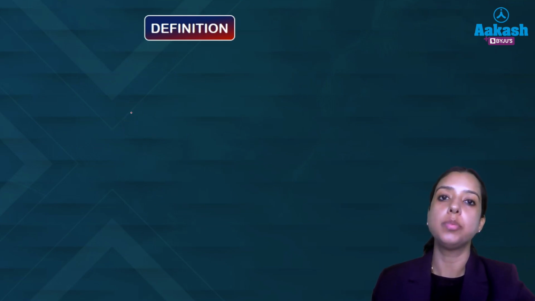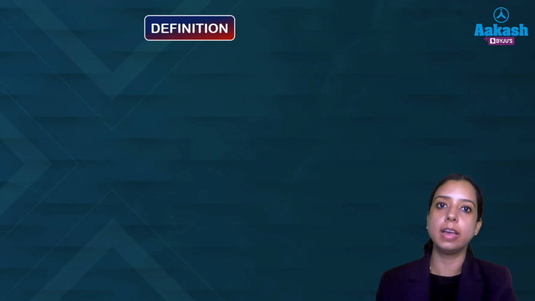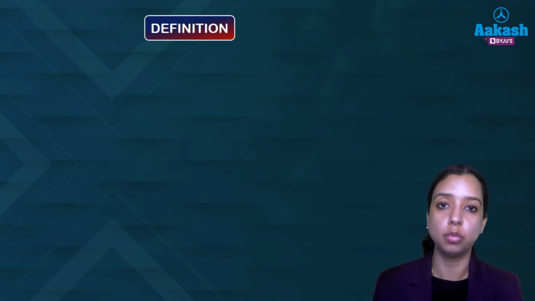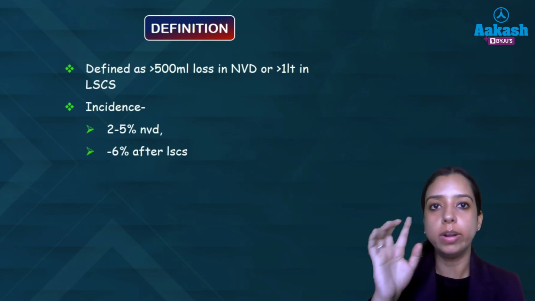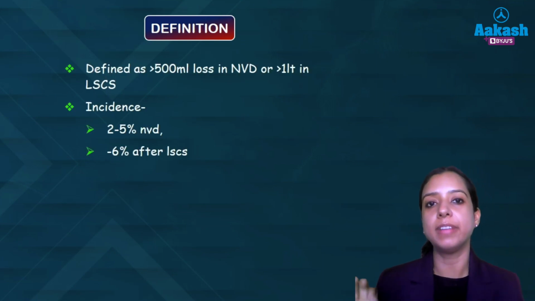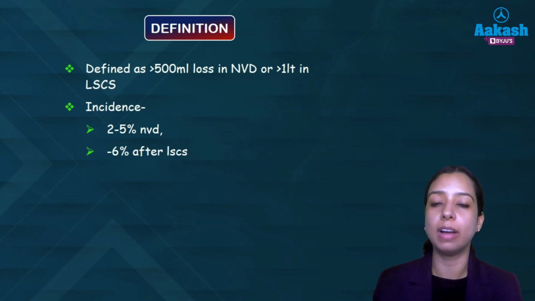In INICET 2021, a question was asked where one option was definition, one was classification, and one was general management. So we need to know about all of them. What is the definition? Blood loss of more than 500 ml in normal delivery and more than 1 liter in cesarean is PPH. The most common cause of PPH is atonic.